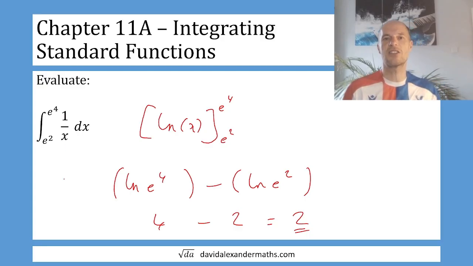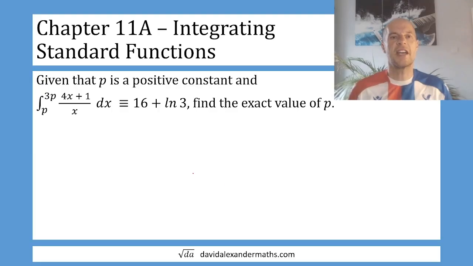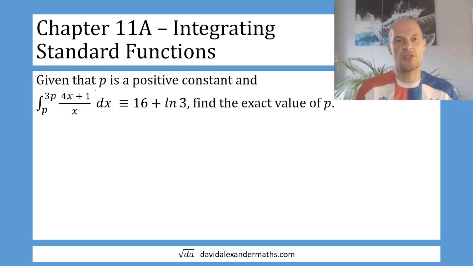Okay, here's quite a nasty question where we've got something we need to integrate, and we've got the answer, and we need to work backwards from this answer to work out what p is in these limits. So first of all, I'm going to try and integrate this thing the best I can, but before I do that, I'm going to simplify it. I'm going to turn that into 4x over x plus 1 over x, and of course 4x over x is simply 4. So what I'm doing is I'm integrating between the limits of 3p and p, 4 plus 1 over x.